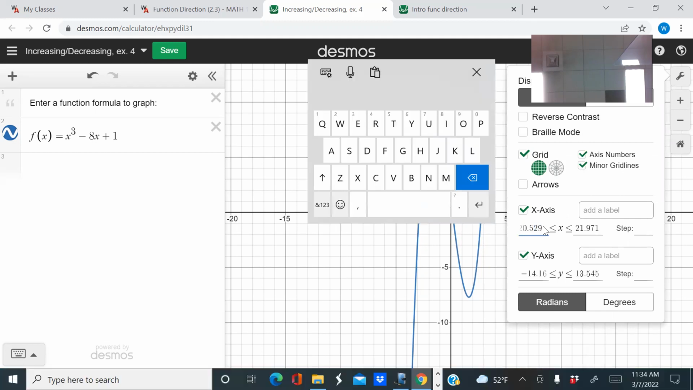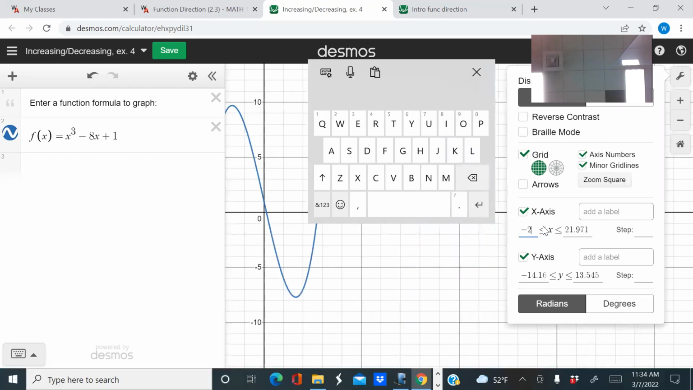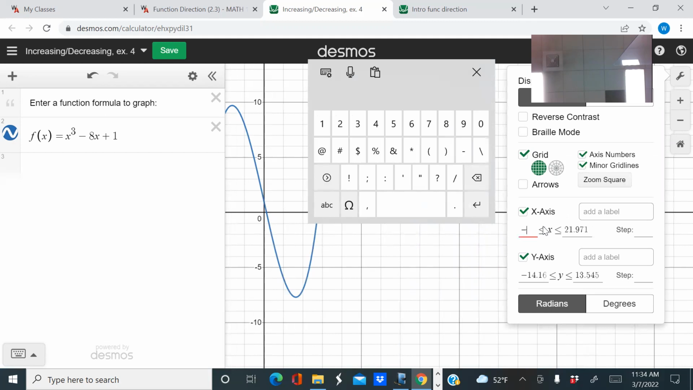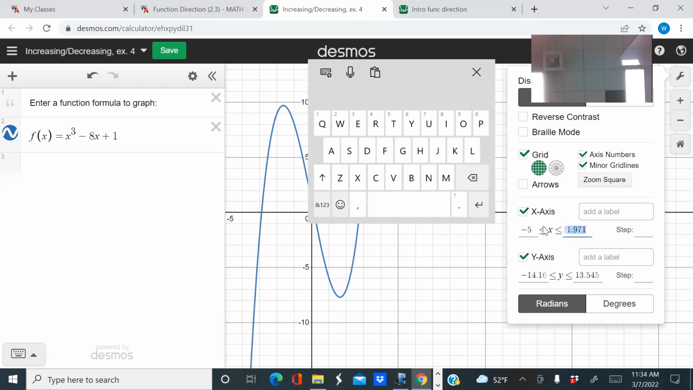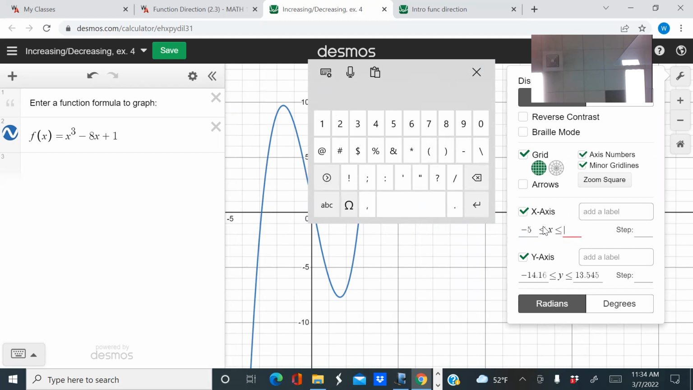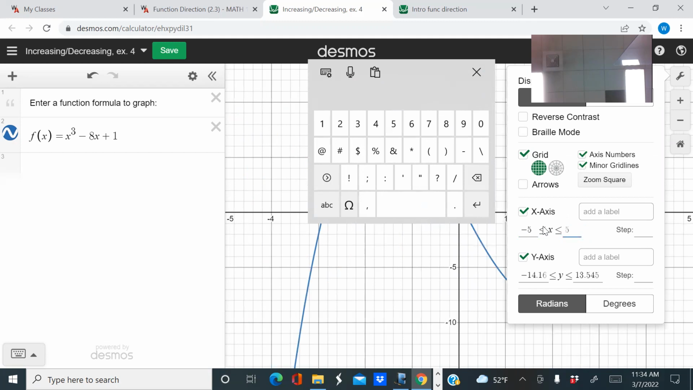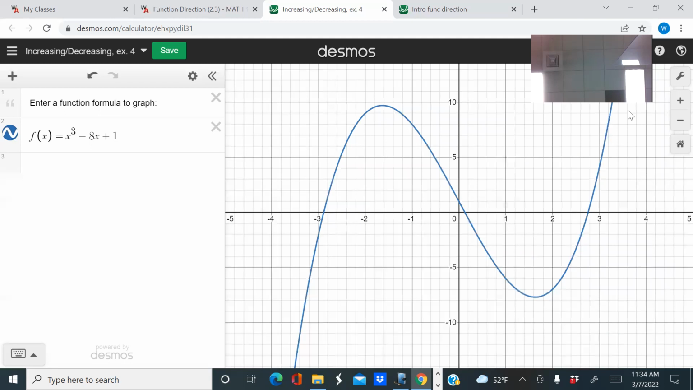So let's change this to -5, for the left side of the x-axis, right? And then for the right side of the x-axis, let's change that to 5. Okay, and so that's better, right?